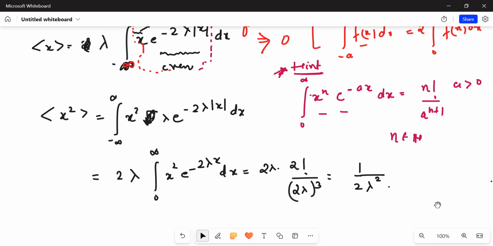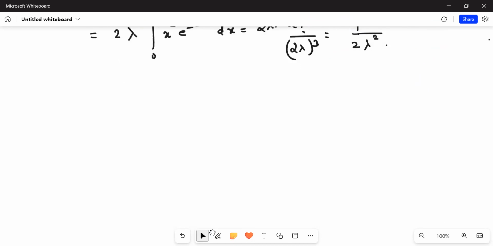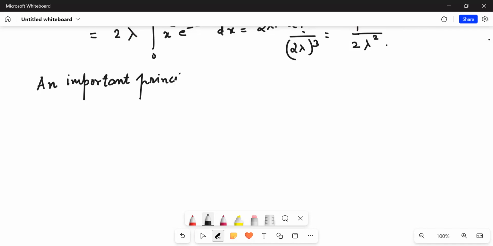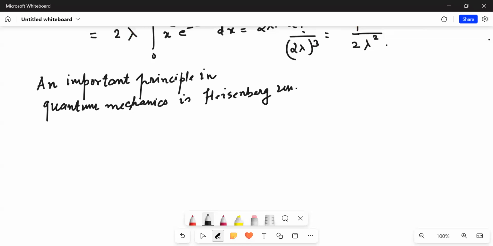Okay. So I'm writing it here. An important principle in quantum mechanics is the Heisenberg uncertainty principle.